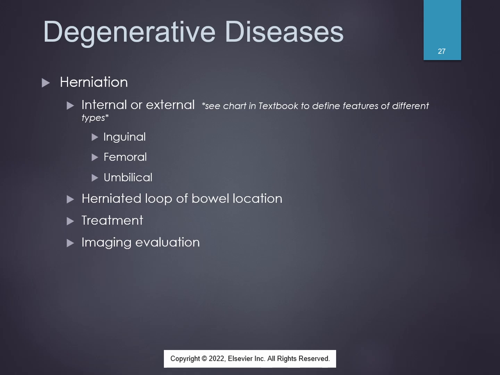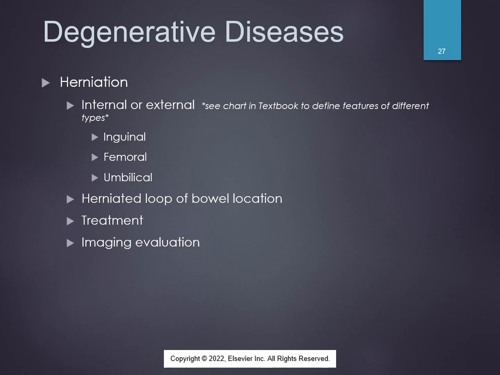If a herniated loop of bowel can be pushed back into the abdominal cavity, it is said to be reducible. If it is stuck and cannot be reduced, it is called incarcerated. This can lead to a bowel obstruction. If the constriction is tight enough to cut off blood supply to the bowel, it is called a strangulated hernia. Prompt surgical intervention is required in this case to avoid necrosis.